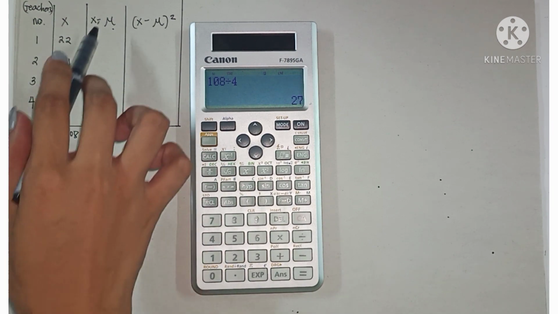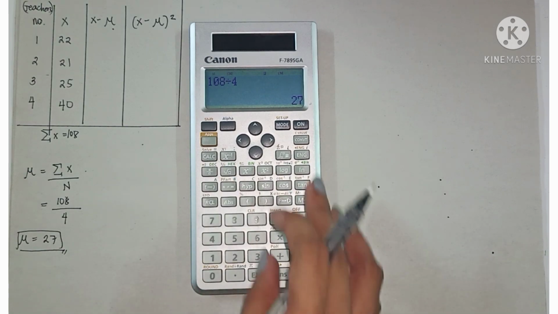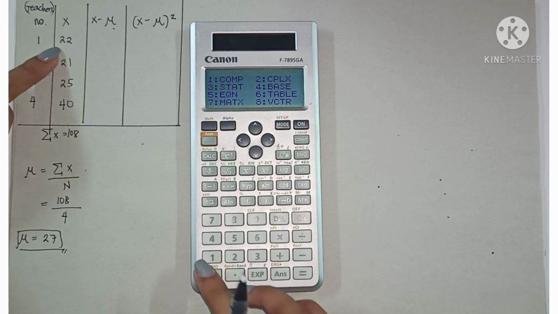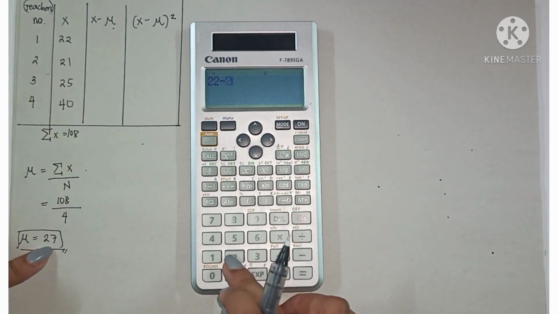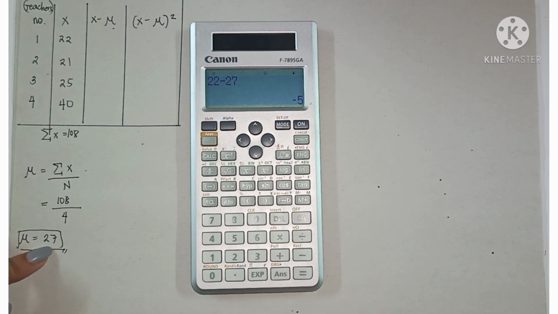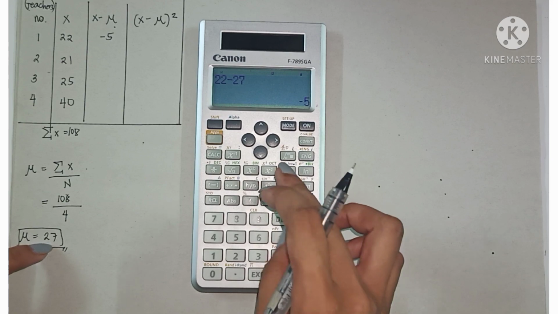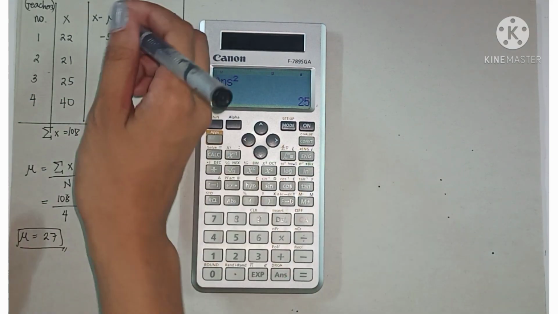Okay? So now, makakapag-proceed na tayo dito sa column nito. So, x minus mu. Yung x natin is 22 minus, yung mean natin is 27. So, 22 minus 27 is negative 5. Ayan, so negative 5. Then, diretso na tayo squared para sa next column. Squared. That is equal to 25.